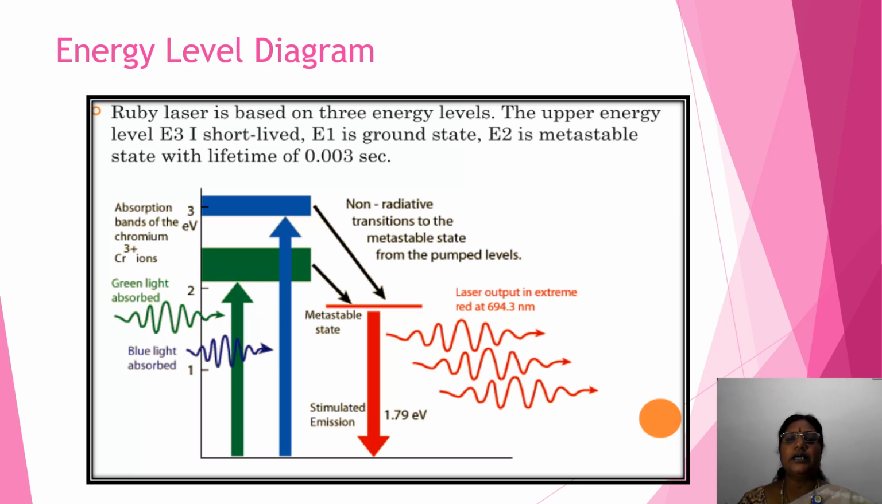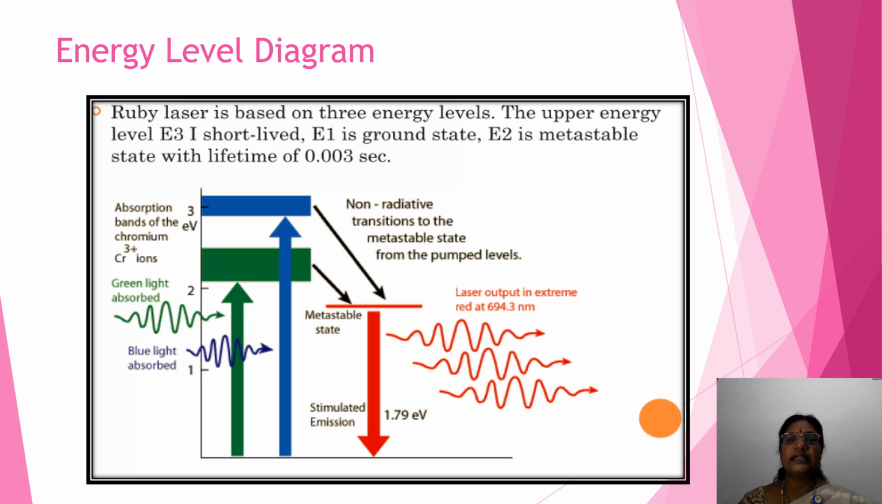The lifetime of pump state E3 is very small, that is 10 to the power of minus 8 seconds. So the electrons in the pump state do not stay for a long period. After a short period, they fall into the metastable state E2 by releasing radiationless energy. The lifetime of metastable state E2 is 10 to the power of minus 3 seconds, which is much greater than the lifetime of pump state E3. Therefore, the electrons reach E2 much faster than they leave E2.